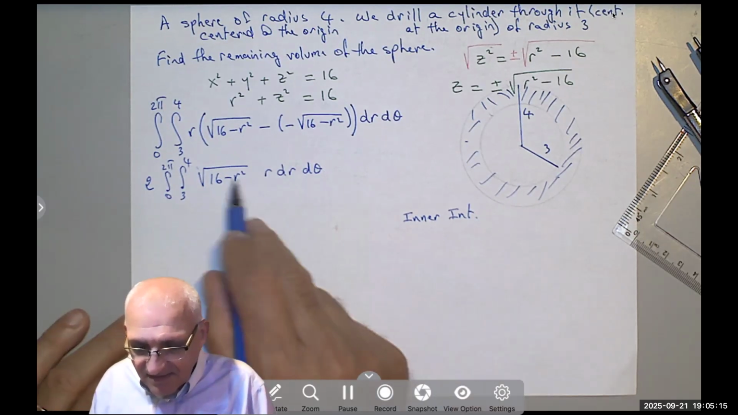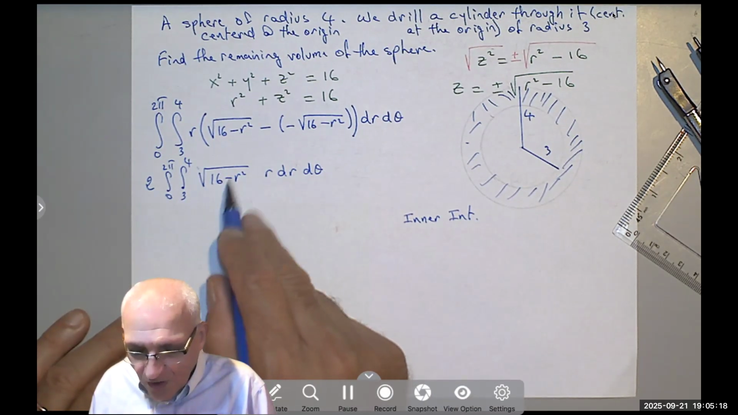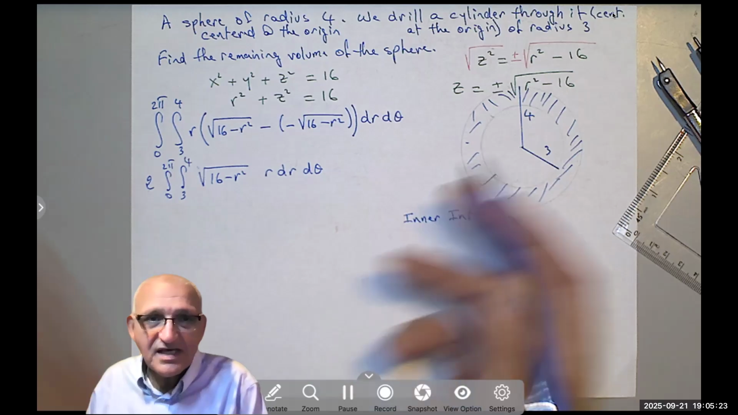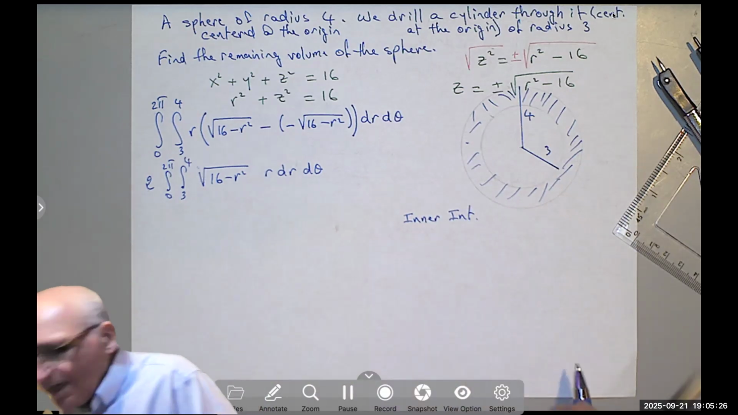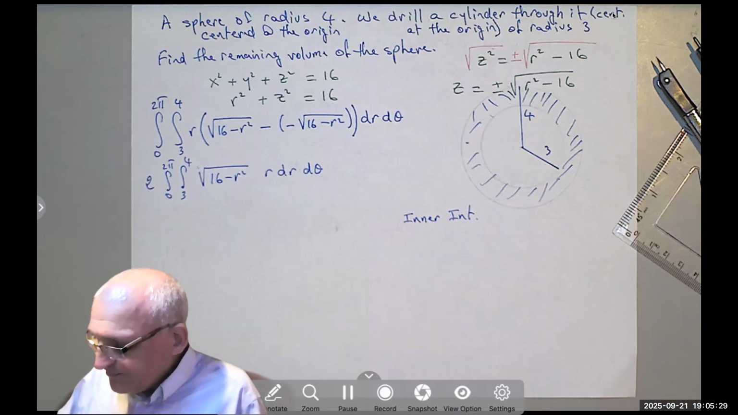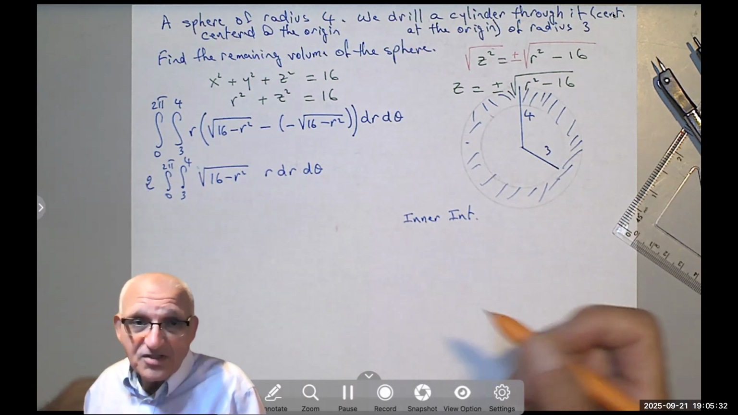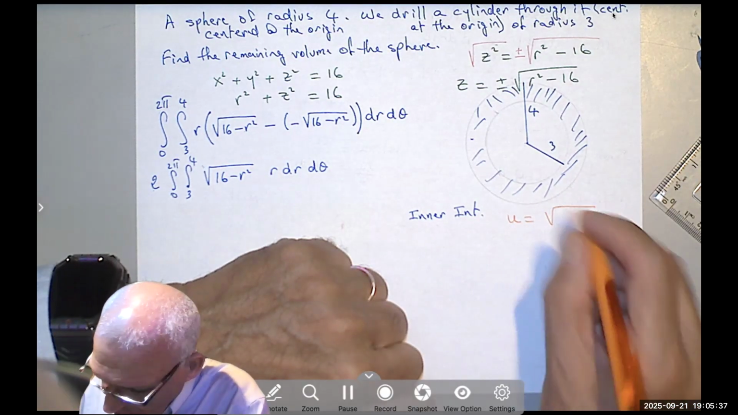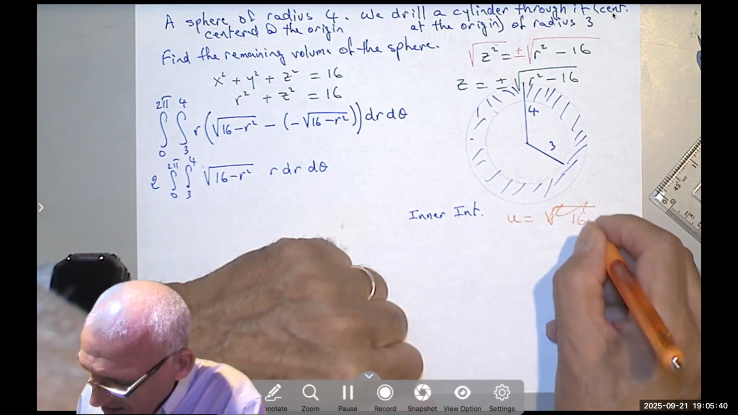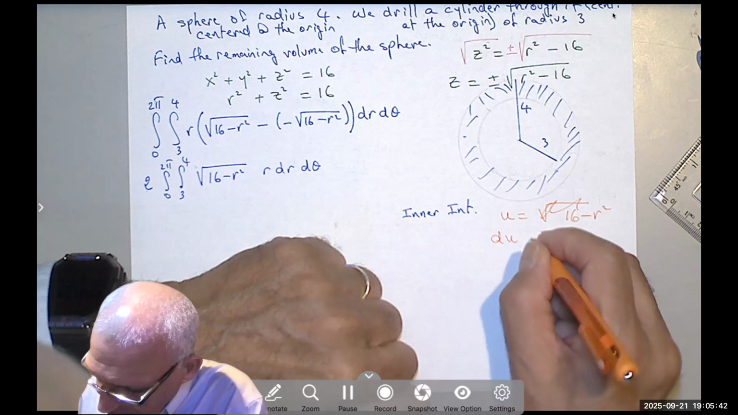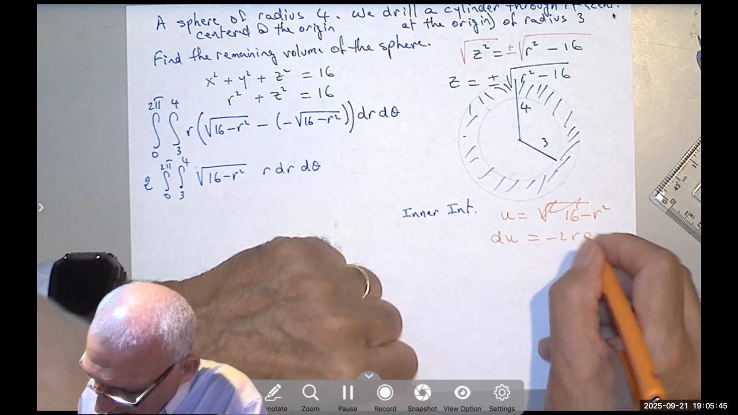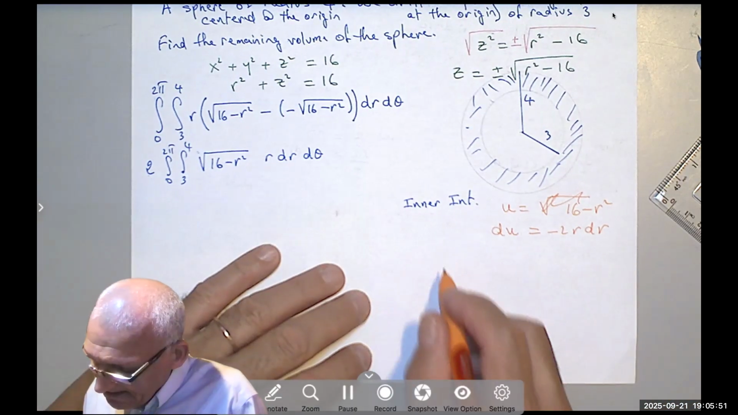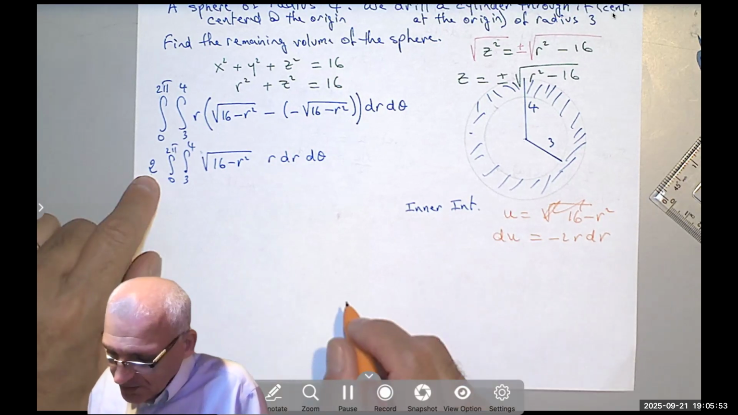again, I realize that the derivative of what's inside is negative 2r, and I have r, 2r outside, so it's just negative du. So again, let's play it safe and work with the substitution, even though you don't need it. U equals just 16 minus r squared. So du equals negative 2r dr. So if I want to take this integration, I already have 2.